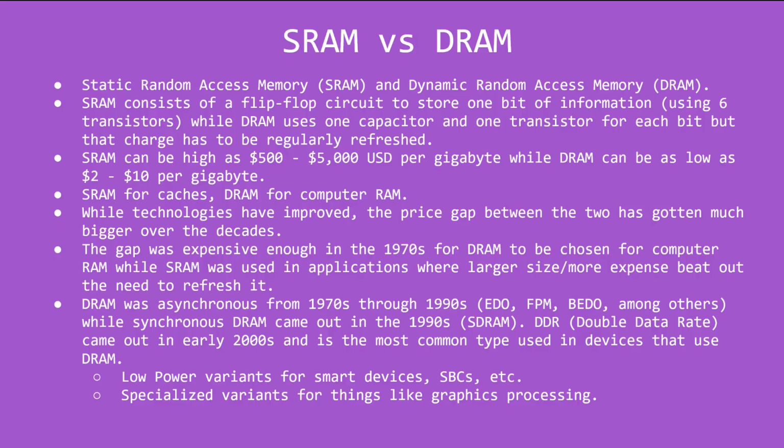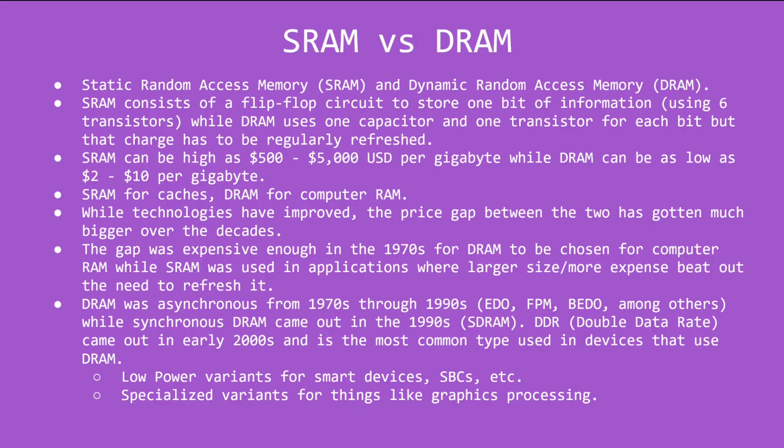DRAM for the longest time was asynchronous from like the 70s through the 90s. You had EDO RAM, which I remember, FPM, BEDO. There were other kinds. It's all a little hazy for me. Eventually, synchronous DRAM came out in the 90s. For the longest time, it was SDRAM. So if you see that mentioned, where it's not static or dynamic, it's synchronous DRAM. It's still a type of DRAM.